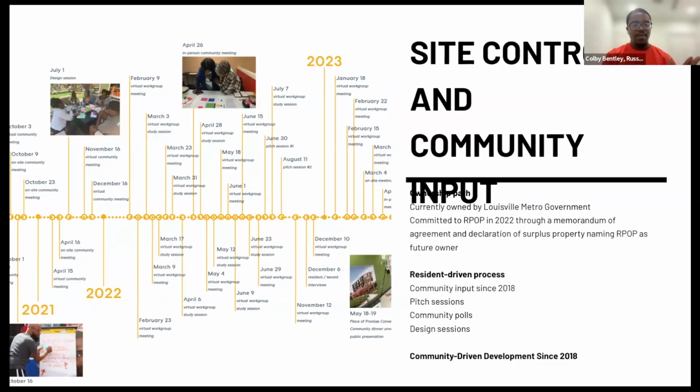What you see on the left side is a timeline of all the community engagement that we have done over the years. The site right now is currently owned by Louisville Metro government, but it was committed to RPOP in 2022. Community input has shaped this project since 2018 through meetings, design sessions, and resident feedback. It's one of my favorite things to do, and it's actually what attracted me to RPOP as well, just the community engagement when it comes to the decision-making process. And it shows that this is a community-driven development, not just a development happening to the neighborhood, but shaped by the neighborhood. Next slide, please.